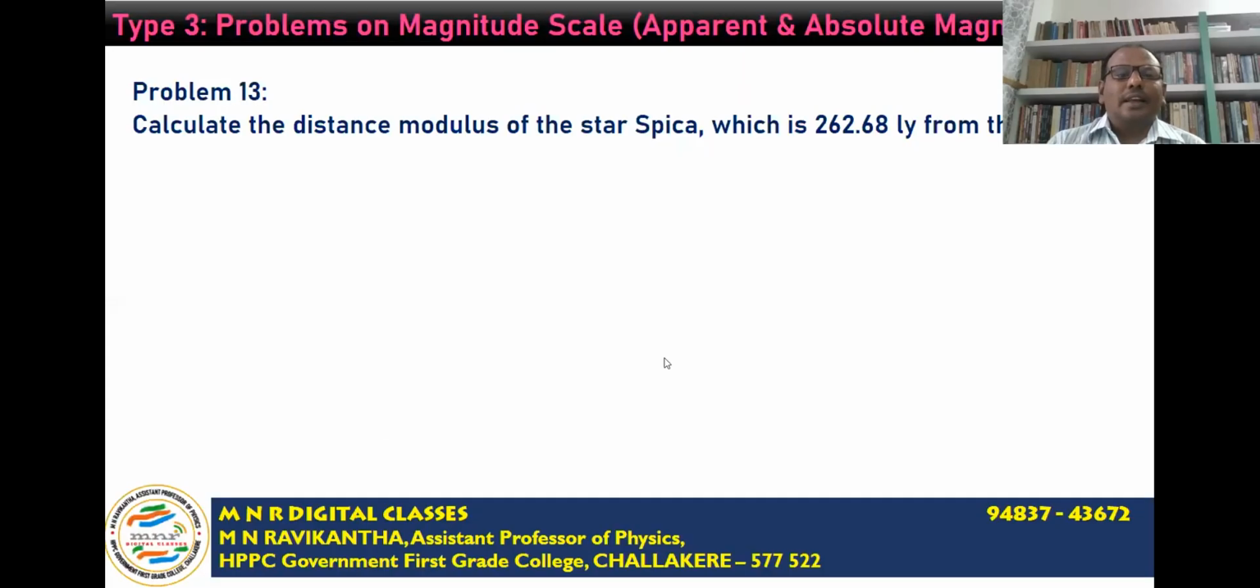Next problem, problem number 13. Calculate the distance modulus of the star Spica, which is 262.68 light years from the Earth. The distance of the star is given in light years. First make the conversion into parsec by dividing it by 3.2616. That will give us the distance of the star Spica in parsec.